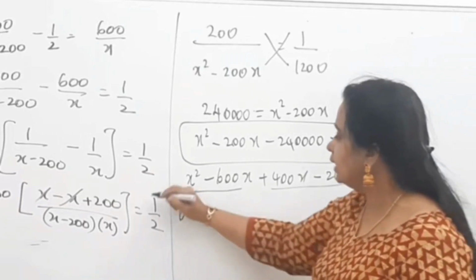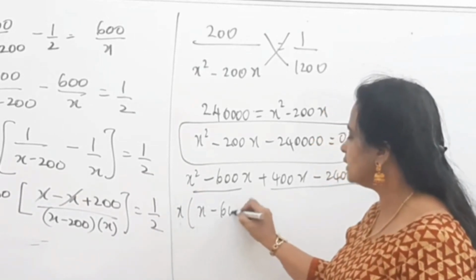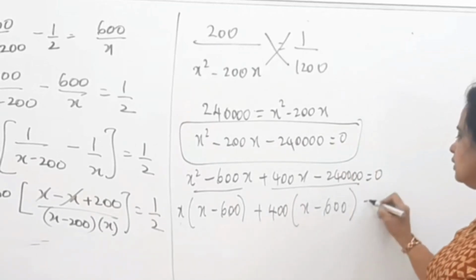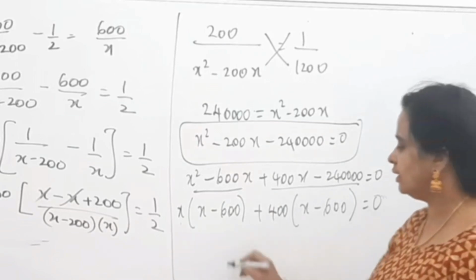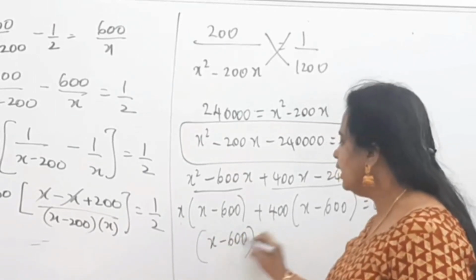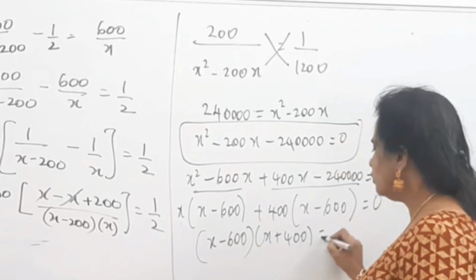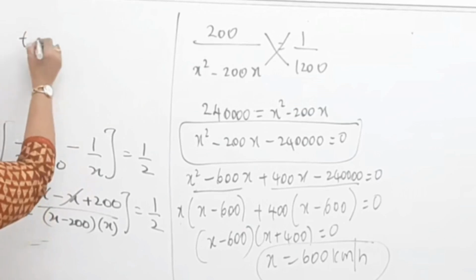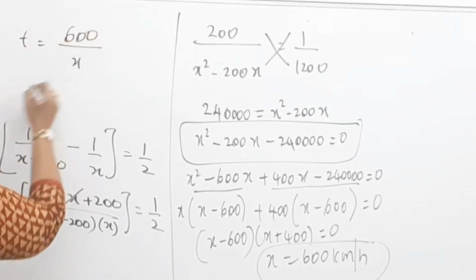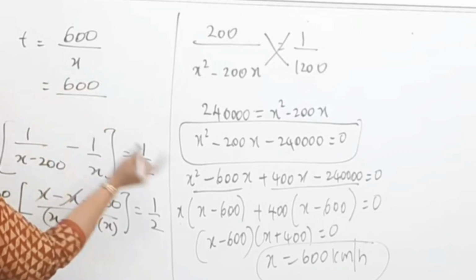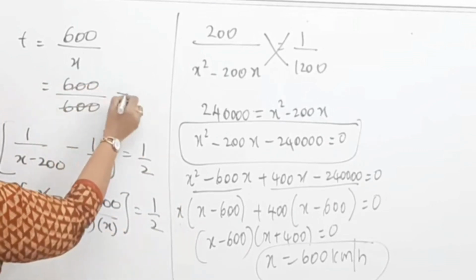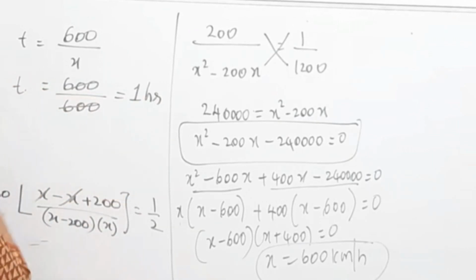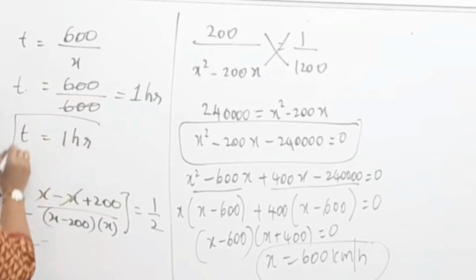So x is common, take it out: x(x − 600) + 400(x − 600), take out (x − 600): (x − 600)(x + 400) = 0. So my speed is equal to 600 km per hour. In the first equation, distance divided by speed, 600 divided by 600 gives 1 hour, which is the duration of the flight. So the time taken by the flight to reach its destination is 1 hour.